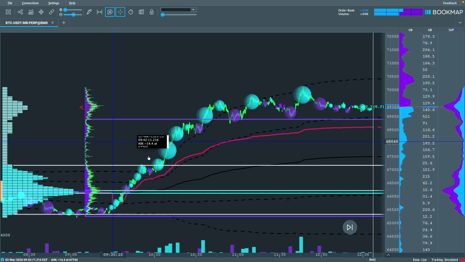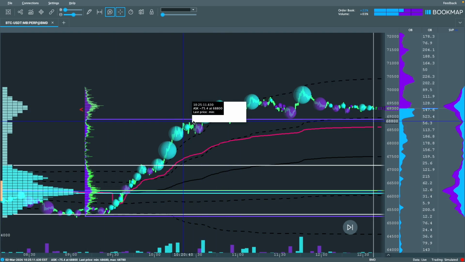VWAP shows you the average price. The volume profile shows you the volume distribution, and the TPO shows you the time distribution. So together, they define the structure of participation. These are the tools that we're going to be using for our map to create context and location.